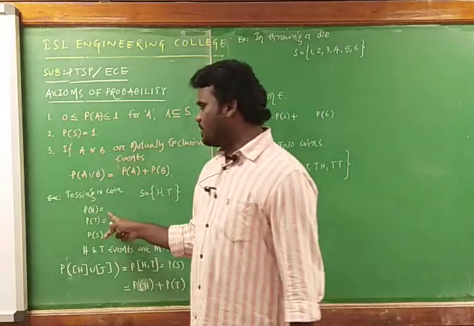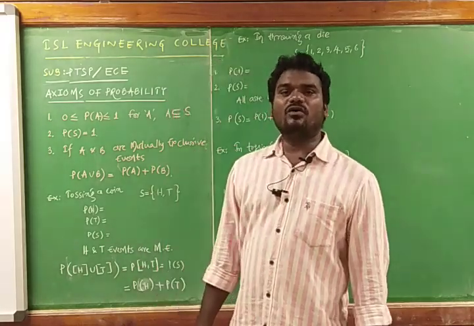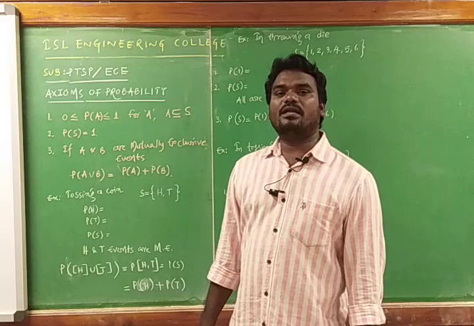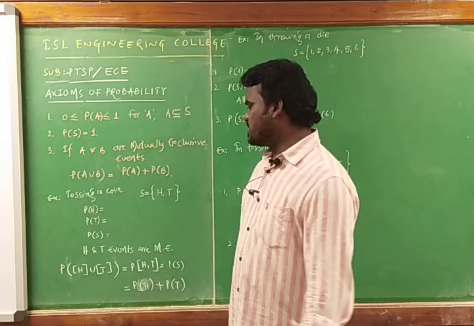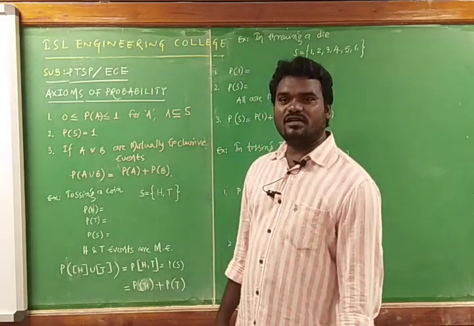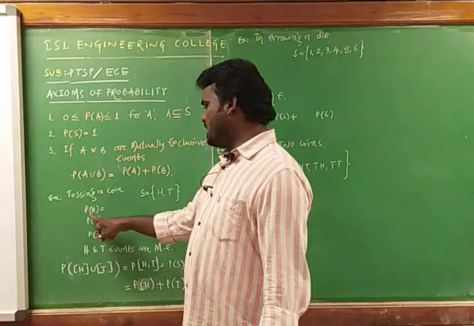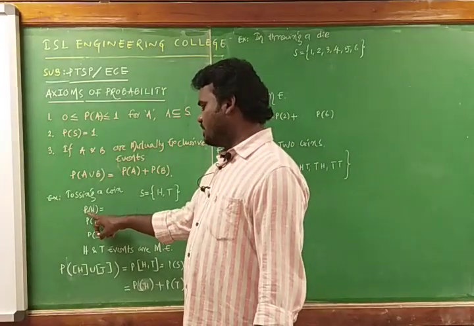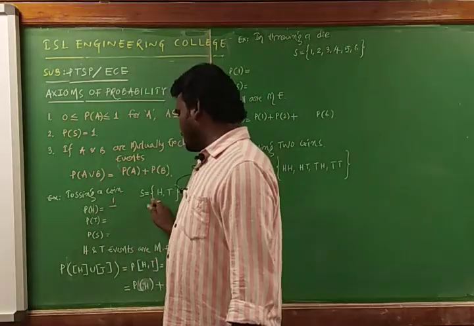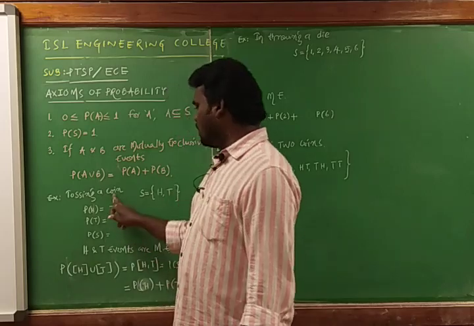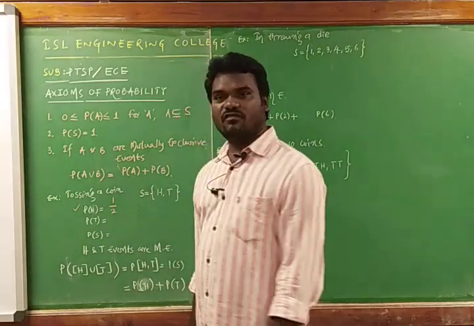So the probability of head: the formula of probability we know is the number of favorable cases divided by the total number of exhaustive cases, that is, the total events in the sample space. Here the number of ways of getting head is 1, and out of the sample space there are 2, so it is 1 by 2. 1 by 2 satisfies the first condition.